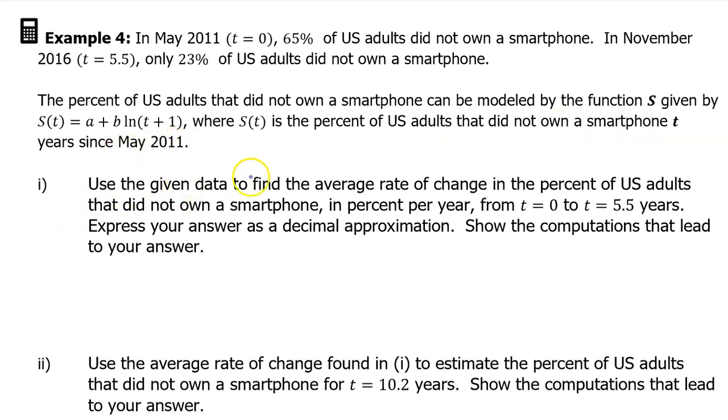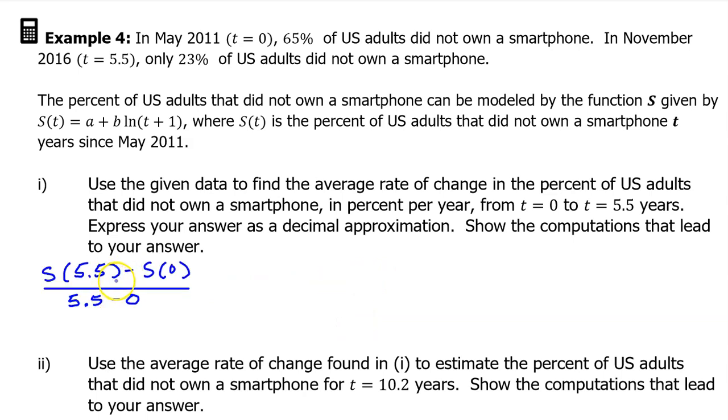Part 1. Use the data to find the average rate of change in the percent of US adults that did not own a smartphone in percent per year from t equals 0 to t equals 5.5 years. Express your answer as a decimal approximation. Show the computations that lead to your answer. I encourage you to pause the video and try to do this problem on your own, and then play the video and see how you did.